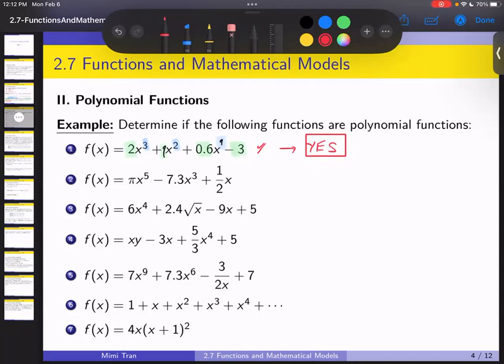Is pi a real number? Why not? I can plot pi approximately, right? It's an irrational number, but it belongs to the real numbers, right? Remember your set of numbers, you don't need to write this down.